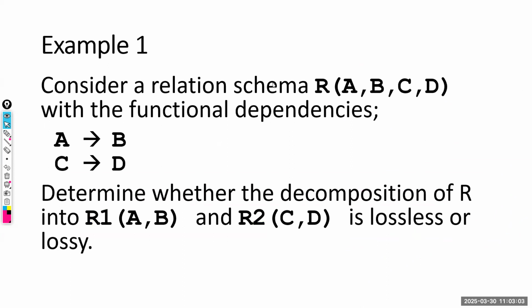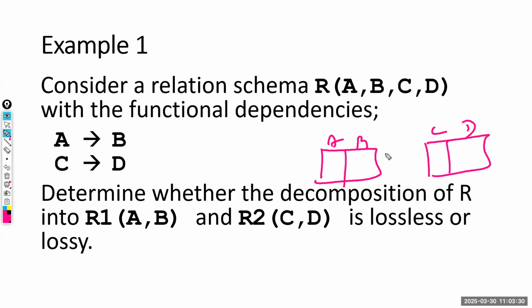Consider relation schema R(A, B, C, D) with the functional dependencies A determines B and C determines D. Determine whether the decomposition of R into (A, B) and (C, D) is lossless or lossy. Now someone is planning to break this as A, B here and C, D here. And the question is, is it okay?